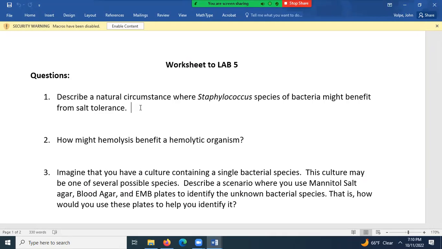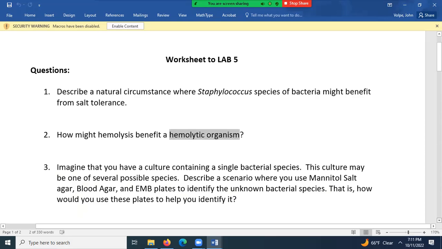All right, and then number 2, how might hemolysis benefit a hemolytic organism? The hemolytic organism lyses the red blood cell on the plate. How might that help the hemolytic organism?